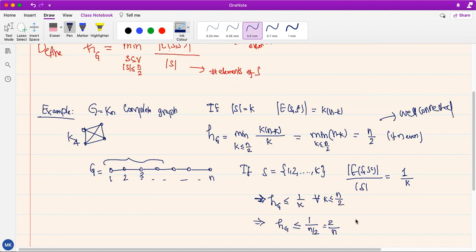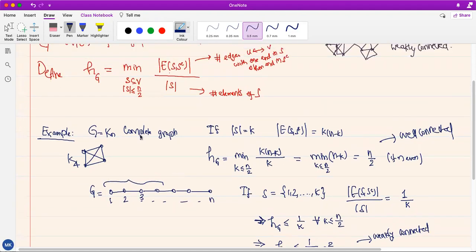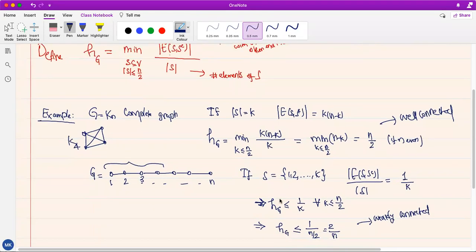Why are we taking K less than or equal to N by 2 here? Because I cannot take K more than N. I have to take only subsets of size less than or equal to N by 2. Are you asking why it's so in the definition or why it is so in this example? See, the definition. Okay, it's a good question.